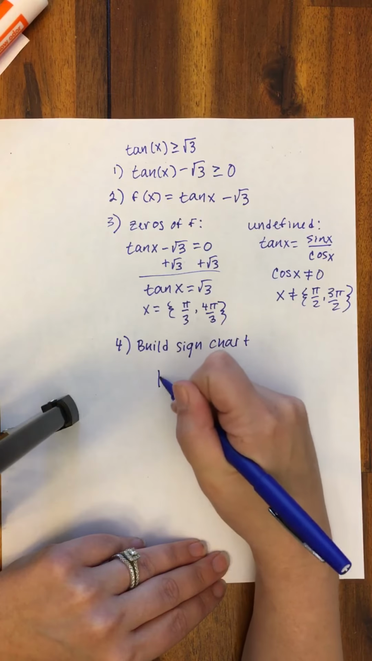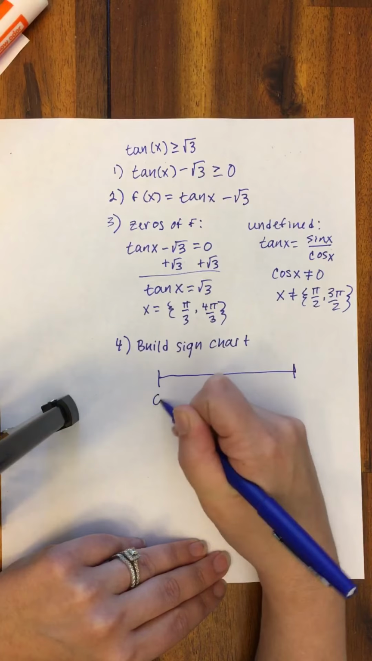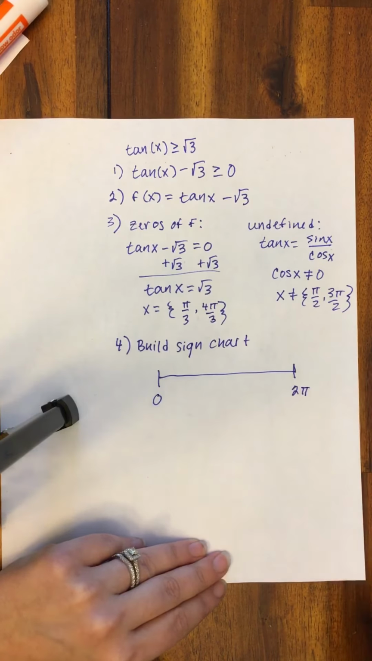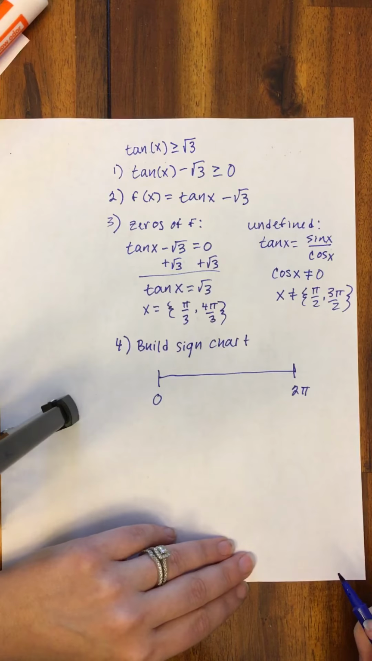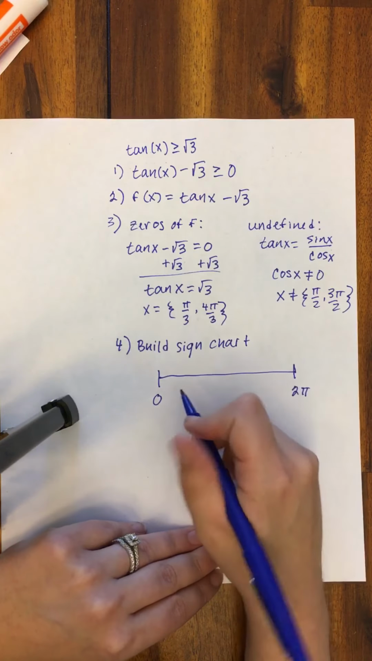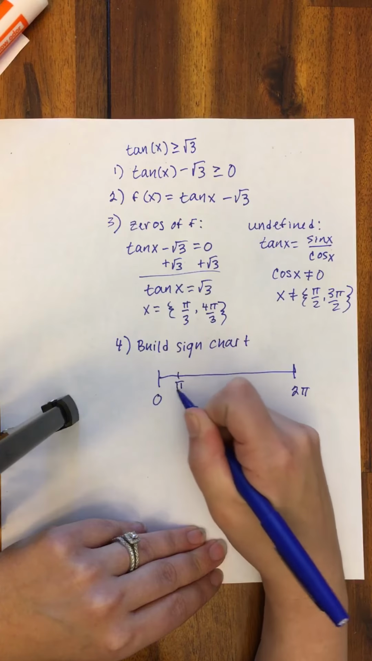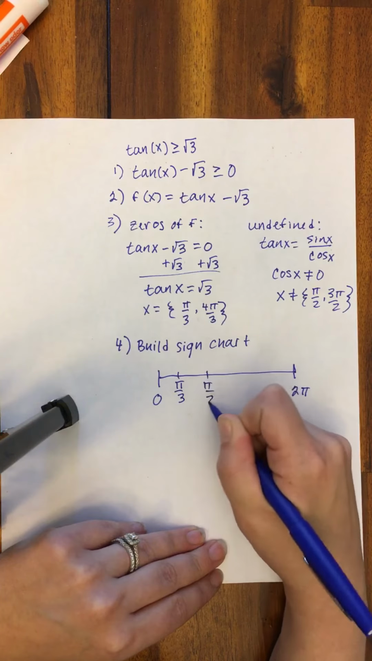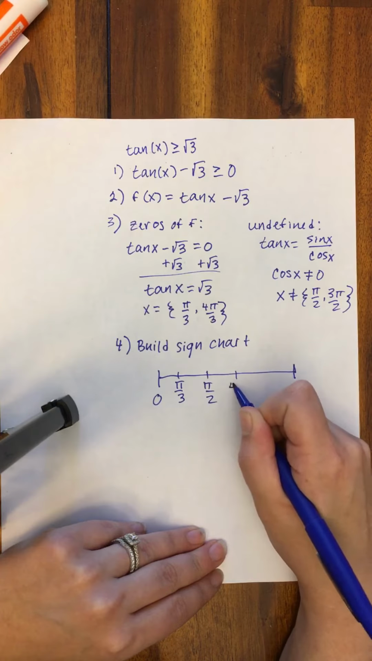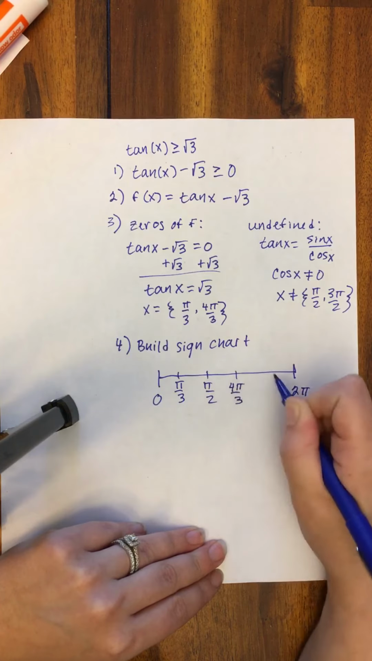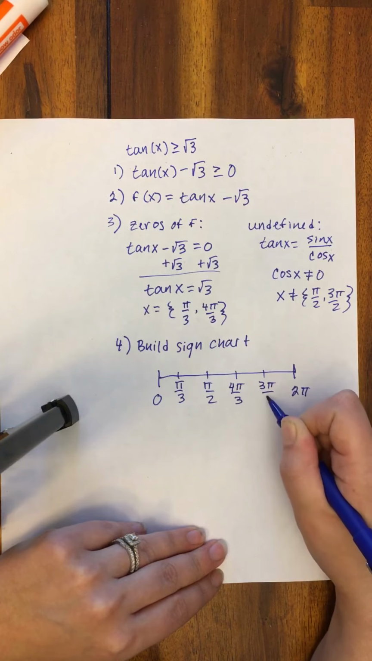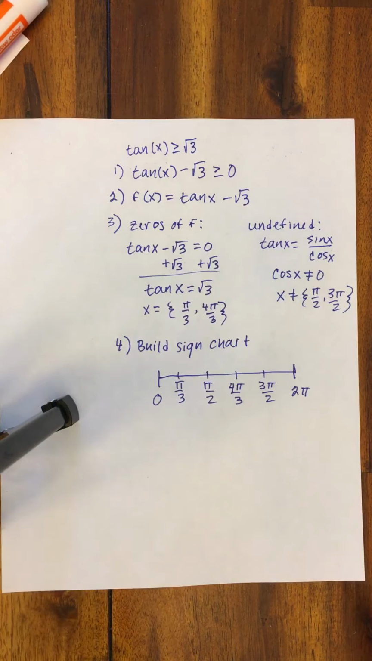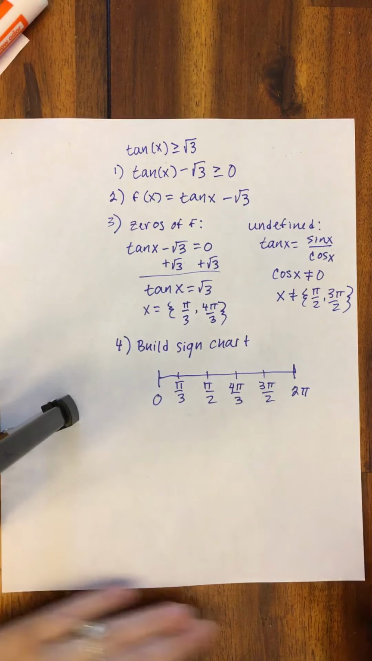For this problem, we want to solve from 0 to 2 pi. So we start and stop our number line there, and we put these values in order on here. We would have pi over 3 as our smallest, then pi over 2, then 4 pi over 3, then 3 pi over 2. You can just look at your unit circle to get that order if you weren't sure, or think about fractions, right?